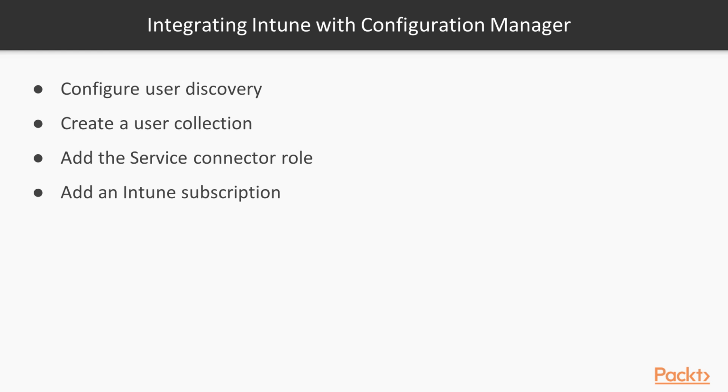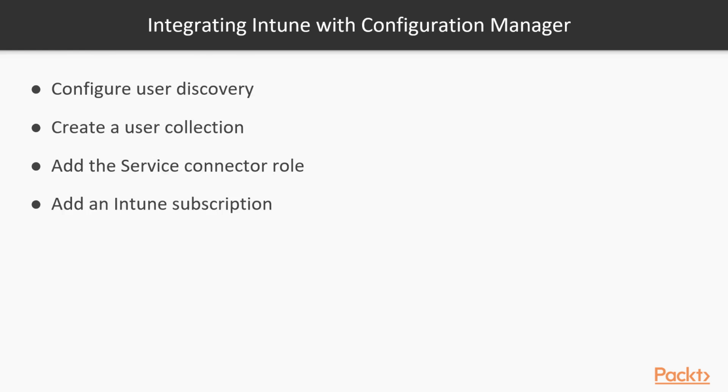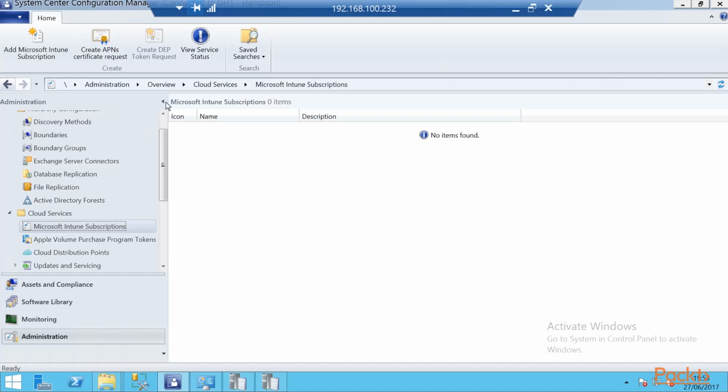The service connection point is normally added during ConfigMgr installation. If you skipped this step during installation, you must add the role now. The Microsoft Intune subscription allows you to specify your configuration settings for the Microsoft Intune service. This includes specifying which collection of users can enroll their devices and defining the mobile device platforms to manage. You can also customize the look and feel of the Intune company portal by adding contact information and branding with a company logo. Now we'll add the Intune subscription.